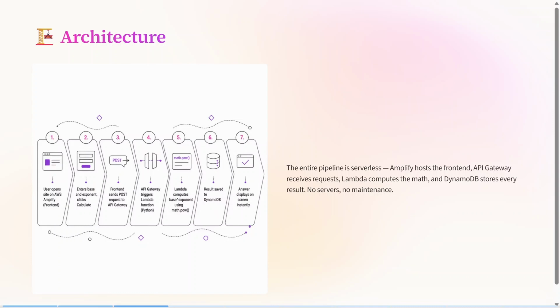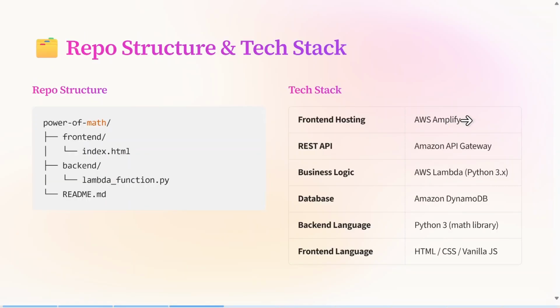We created a REST API using API gateway, Lambda for our backend logic, and DynamoDB as our database. This is our tech stack. We are currently using AWS Amplify for our front end. We created the REST API using our Amazon API gateway. Our Lambda was where all the calculation runs. We have our database, which is serverless, DynamoDB. Then the language on the backend was Python 3, where we installed the math library. And our front end was built with HTML, CSS, and vanilla JavaScript.